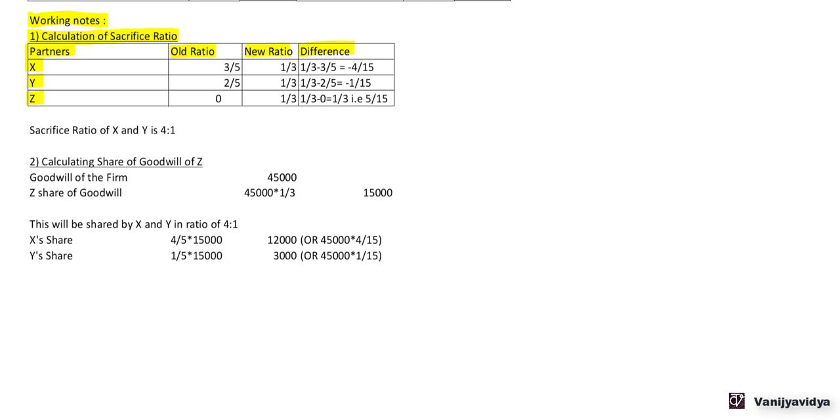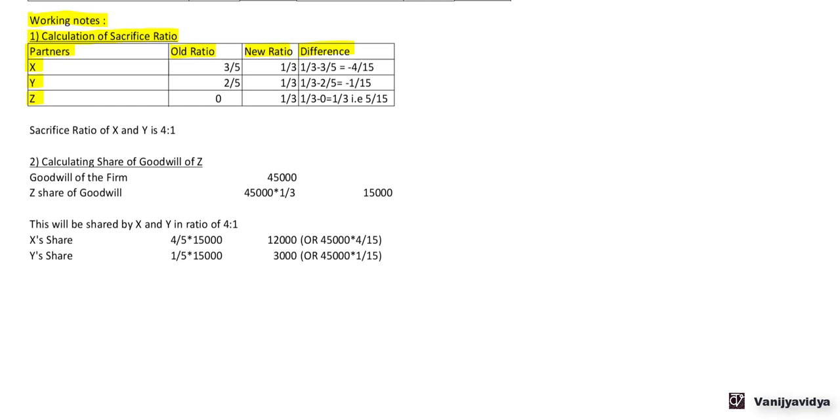Now difference is new ratio minus old ratio. If new ratio minus old ratio is negative, then it is sacrifice. And if new ratio minus old ratio is positive, then it is a gain. Now alternatively, your sacrifice ratio could also be calculated as old ratio minus new ratio. When old ratio is greater than the new ratio, then it is a sacrifice. But just to have a consistency in calculating the ratio, we calculate new ratio minus old ratio. So if we get it negative, then it's a sacrifice. If it is positive, then it is a gain. It is easy to understand and remember.